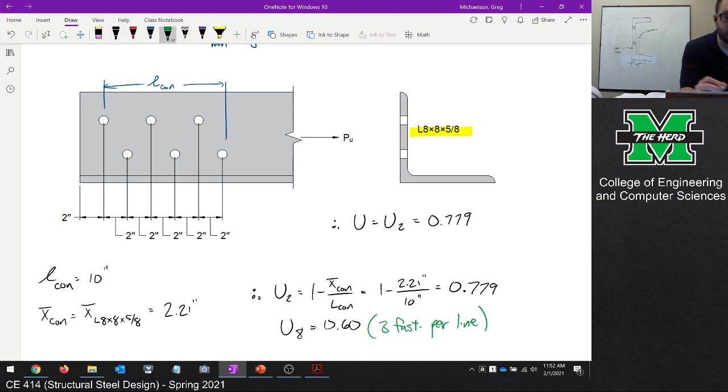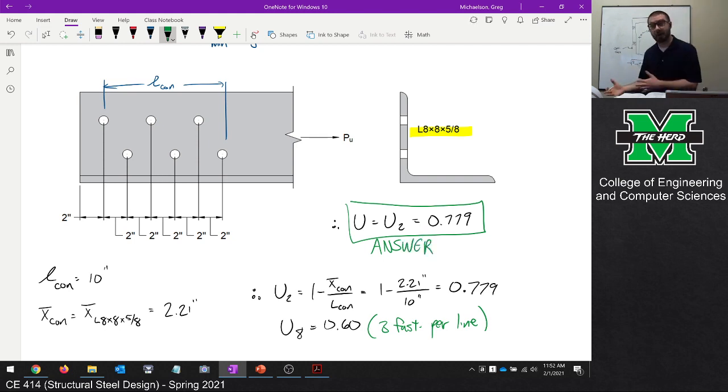But it very well could have not been U2. It could have been U8, depending upon the way our connection is arranged. So in those instances, we need to evaluate both and then take the one that controls. The U section is on 16.1-30, to answer Mr. Smirchinsky's question.